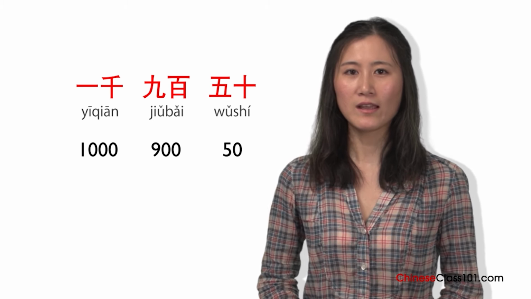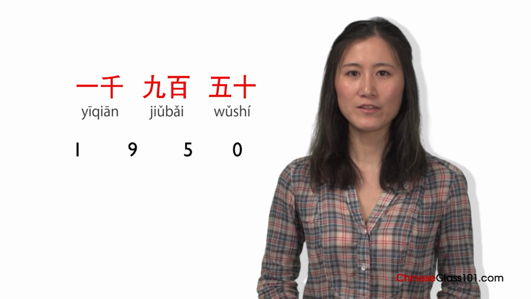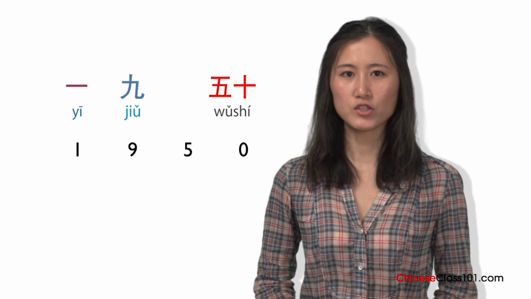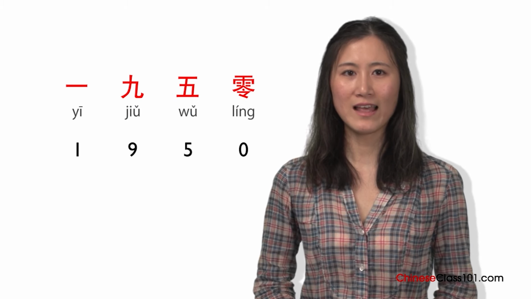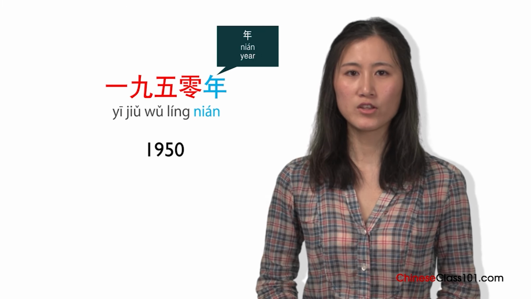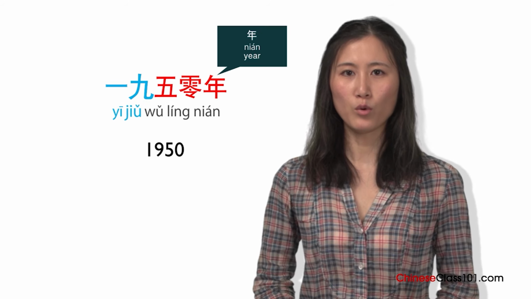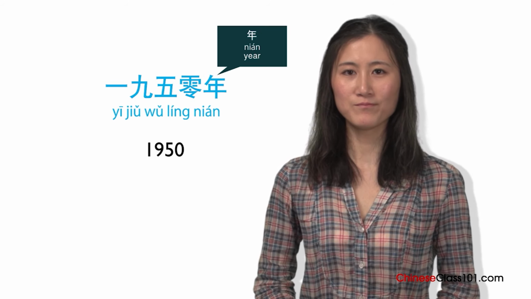So it could be 一九五零, and then 年, which means year. 一九五零年. In the next lesson, we are going to put your number knowledge to use.